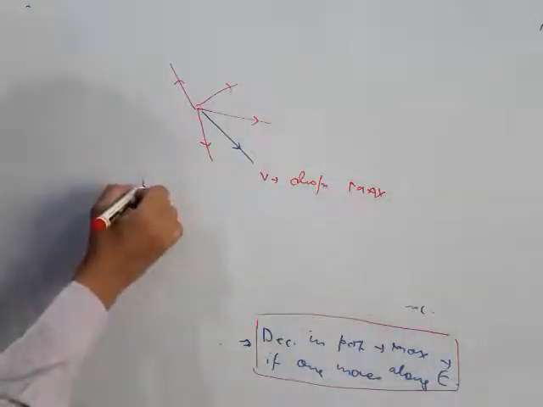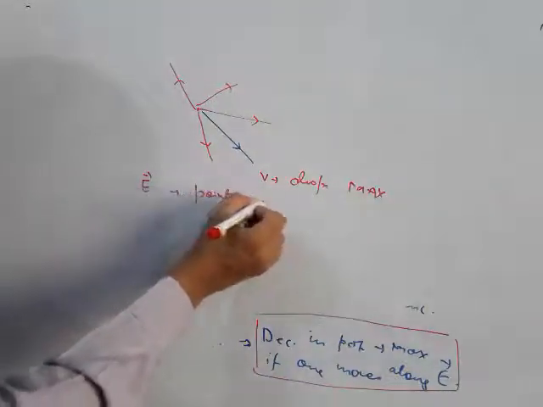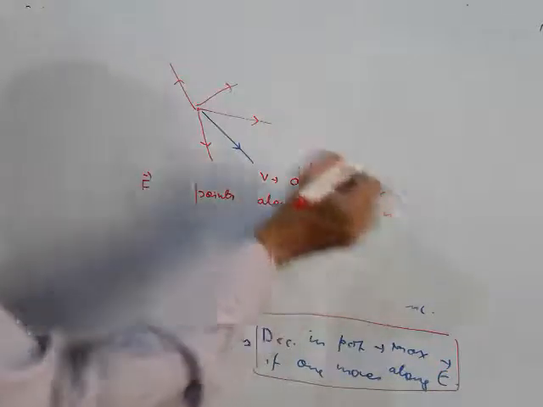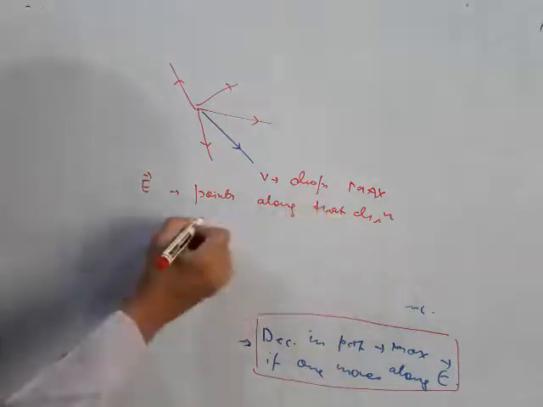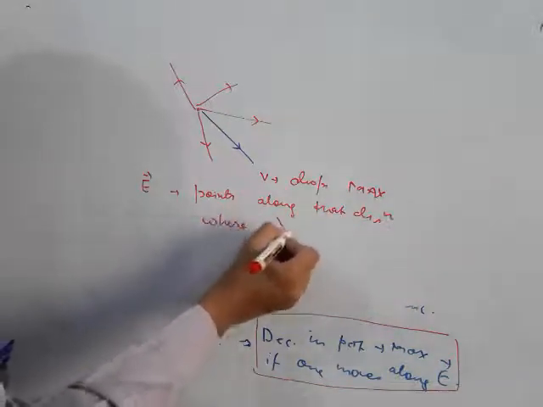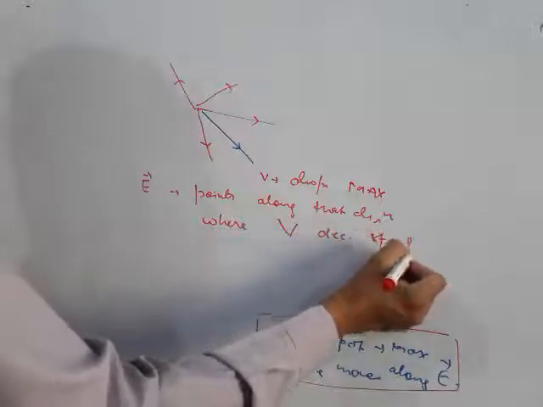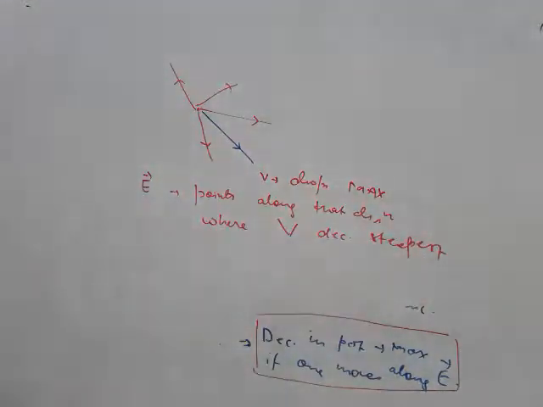What you should understand is that electric field points along that direction where potential decreases steepest. Steepest means at the maximum rate potential decreases. So this is the concept of the relation between electric field and potential, students.